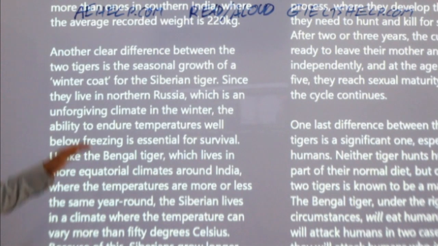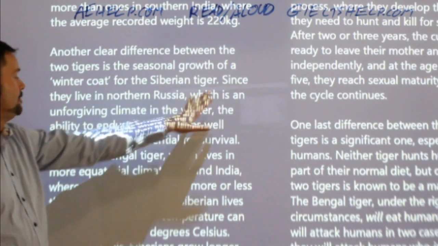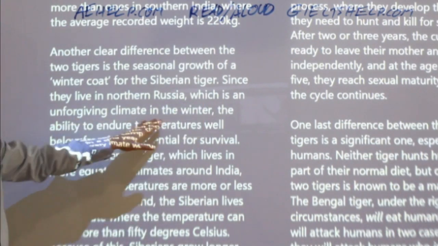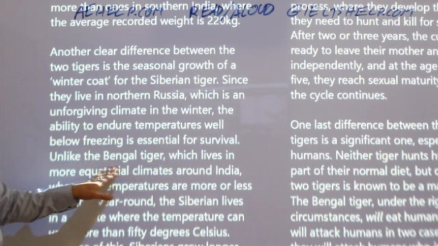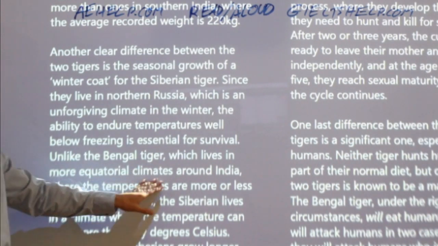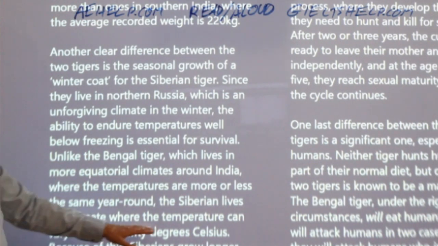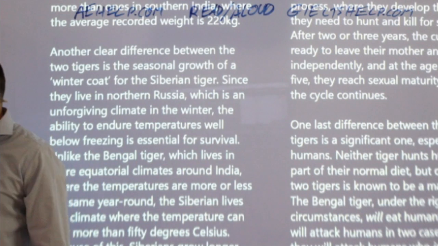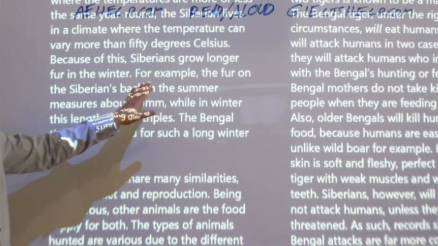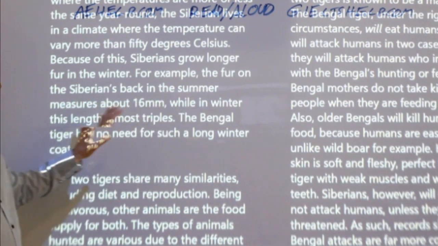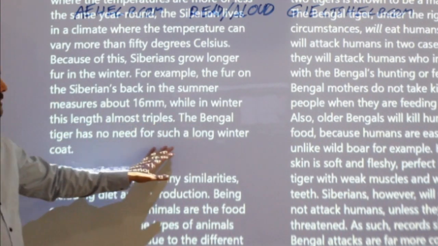All right. Another clear difference between the two tigers is the seasonal growth of a winter coat for the Siberian tiger. Since they live in northern Russia, which is an unforgiving climate in the winter, the ability to endure temperatures well below freezing is essential for survival. Unlike the Bengal tiger, which lives in more equatorial climates around India, where the temperatures are more or less the same year-round, the Siberian lives in a climate where the temperature can vary more than 50 degrees Celsius. Because of this, Siberians grow longer fur in the winter. For example, the fur on the Siberian's back in the summer measures about 16 millimeters, while in the winter, this length almost triples. The Bengal tiger has no need for such a long winter coat.